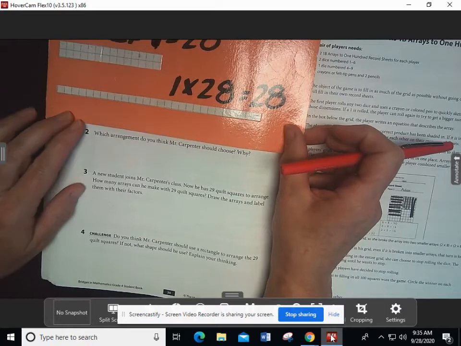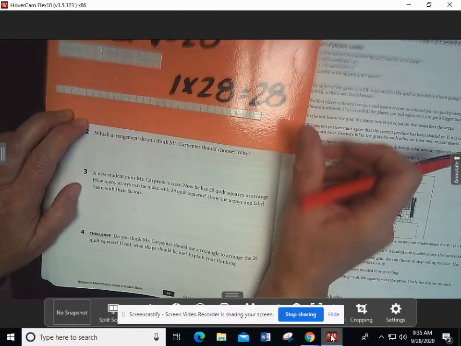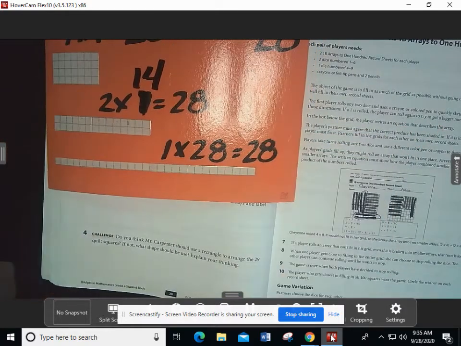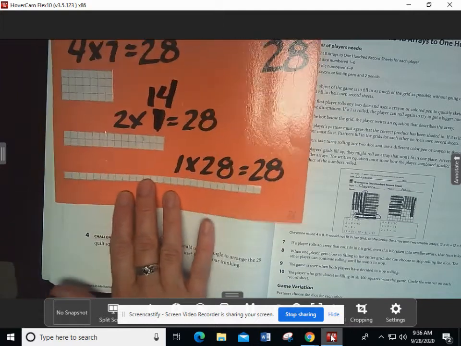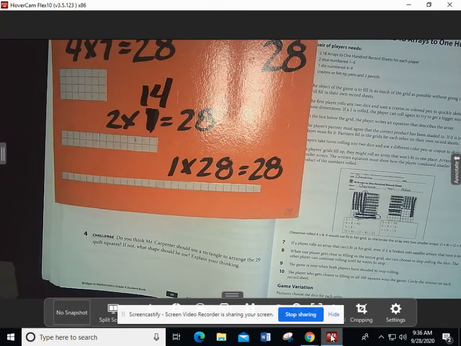Number 2, which arrangement do you think Mr. Carter should choose for making the quilt, and why? Okay, Luke, what do you think? I think they should do 4 by 7 because it's the most like a quilt. Okay, Luke says 4 times 7 is the most like a quilt.